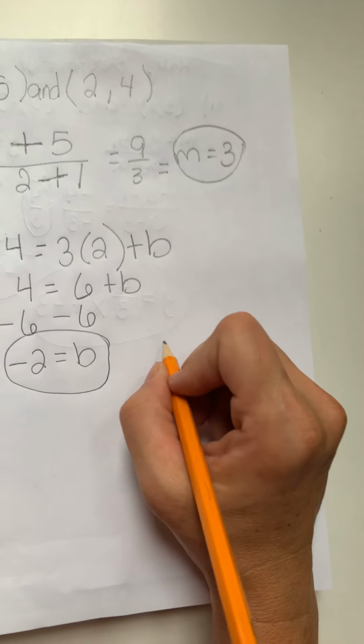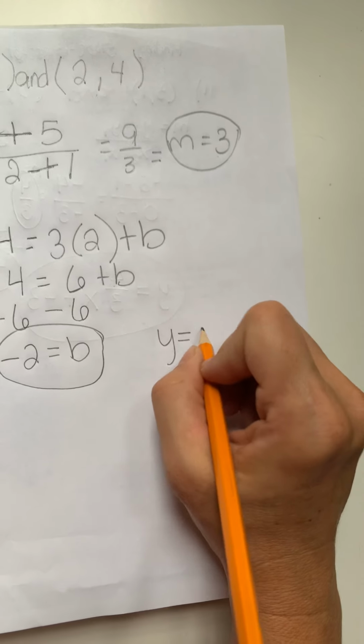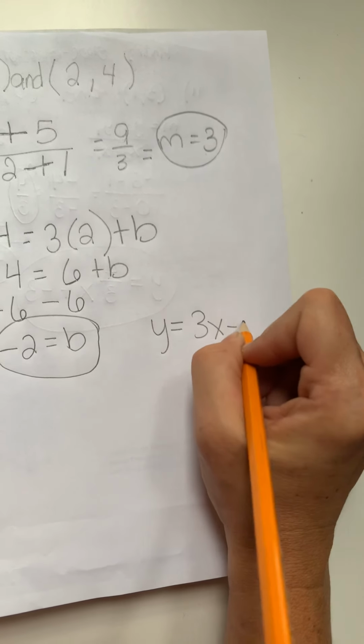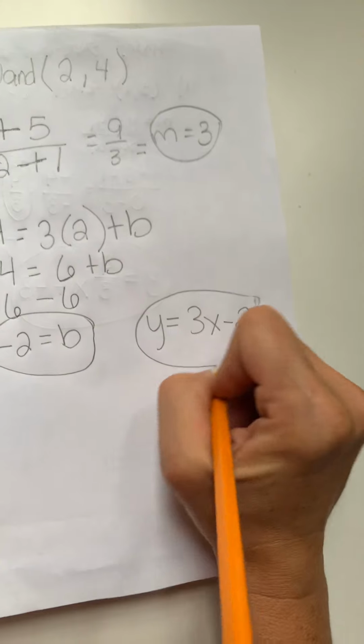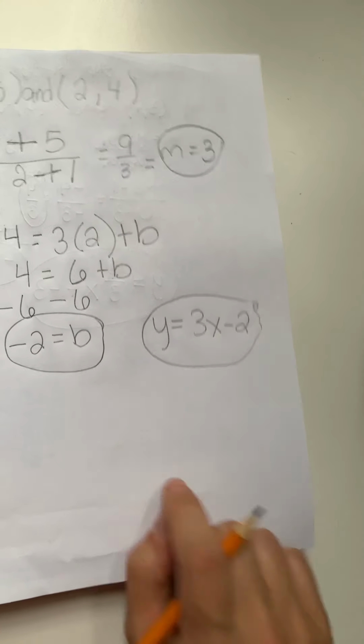Now I can just write my equation, y equals 3x minus 2. And that's the final answer.